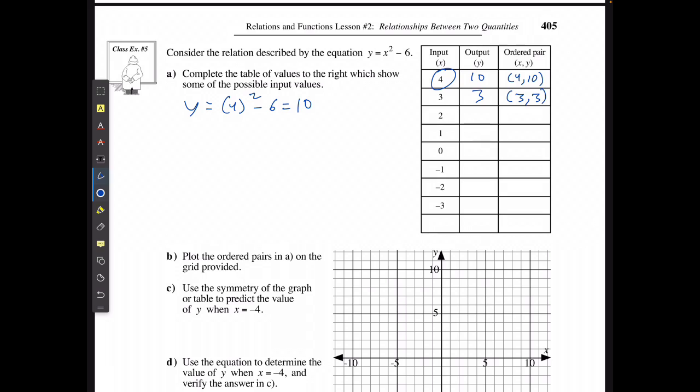If I keep going, then when I replace x with 2, I get negative 2. If I replace x with 1, I get negative 5. Replace it with 0, and I get negative 6. Positive 1, and here's where I'm going to have to be careful when I'm subbing in the negatives. Make sure to get the proper answer, you're using brackets, is actually negative 5. If you didn't use the brackets, then it's going to give you a different answer. Negative 2 gives me negative 2. Negative 3 gives me negative 3.